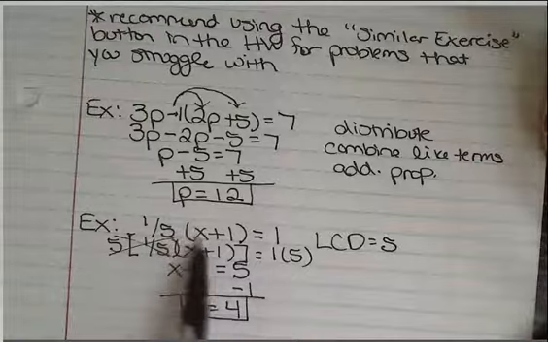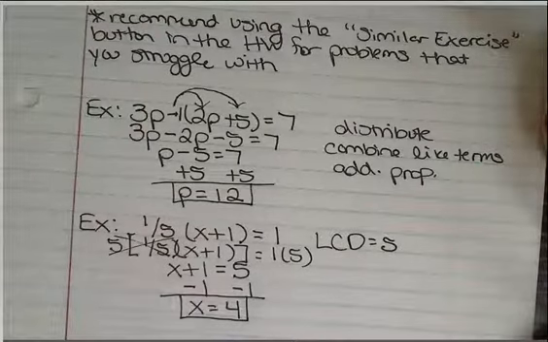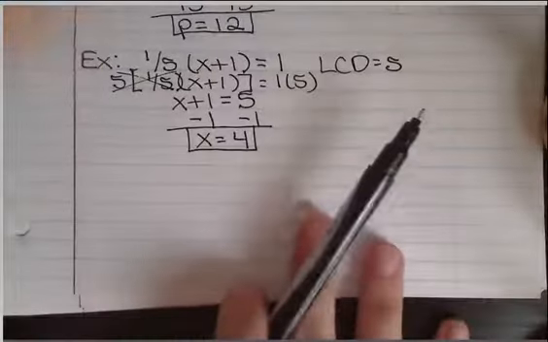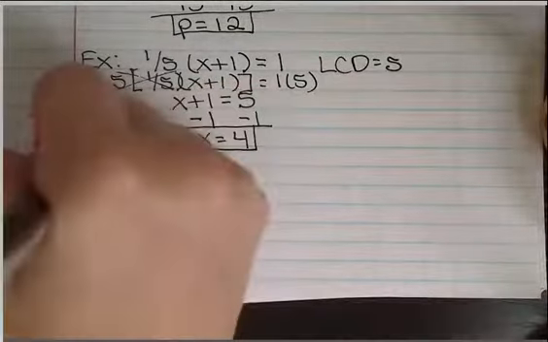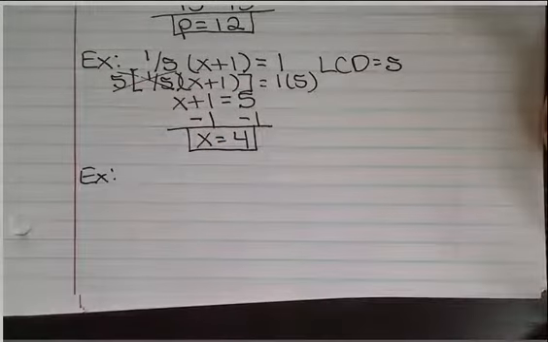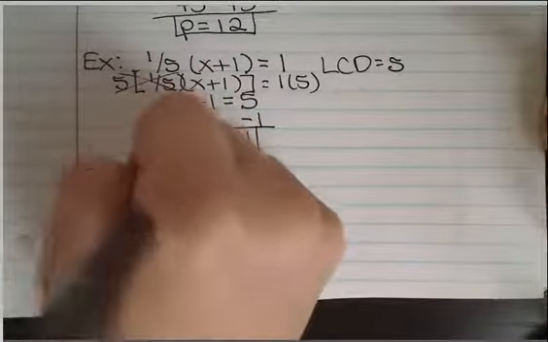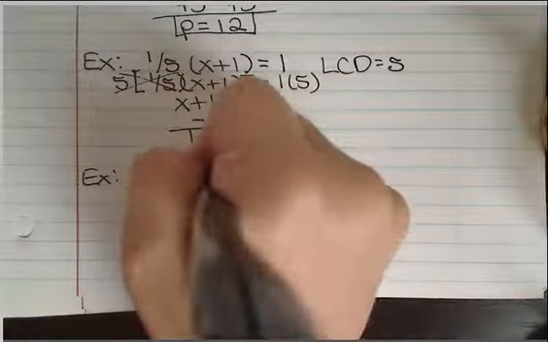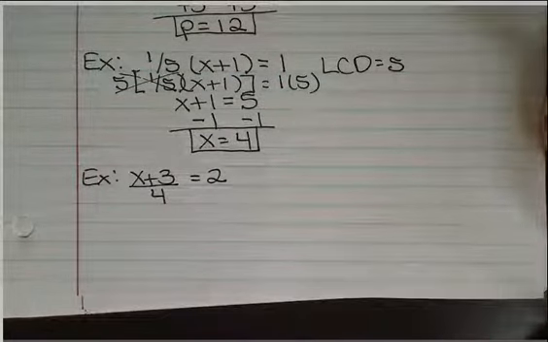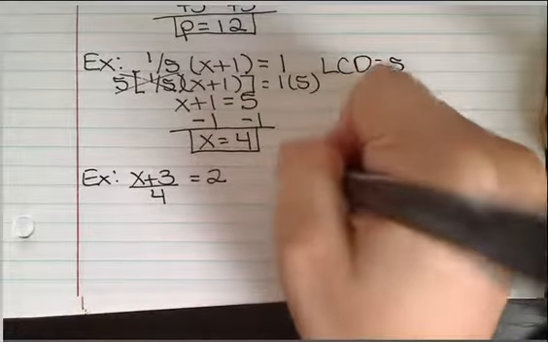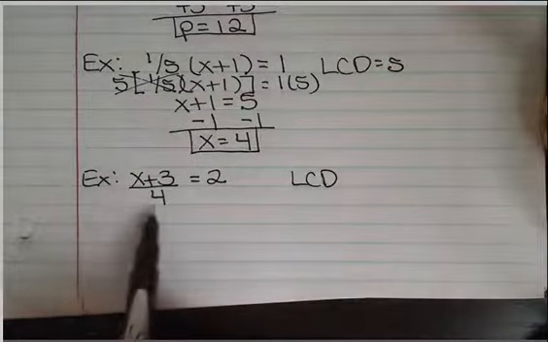Let's do another one with a fraction. Example. x plus 3 over 4 equals 2. Okay, this one we can think about the LCD again. We do have a fraction right here, and 4 is the bottom. We don't have any other fractions, so our LCD is 4. So we just need to multiply both sides by 4.